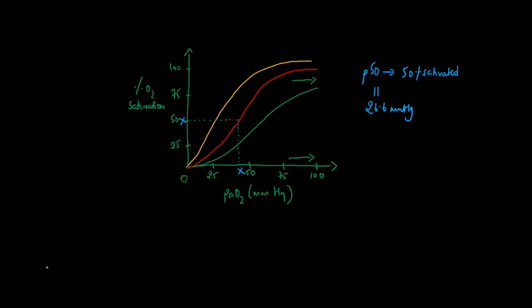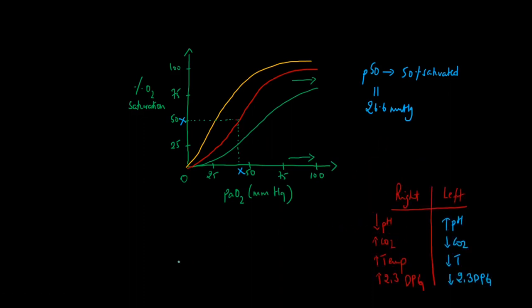So let's have a look at some of the causes for the right shift. So we have decreasing pH levels or increase in hydrogen concentration in the blood. We have high amounts of carbon dioxide, increasing temperature, and increasing amounts of 2,3-diphosphoglycerate. Let's have a look at them in a bit more detail.